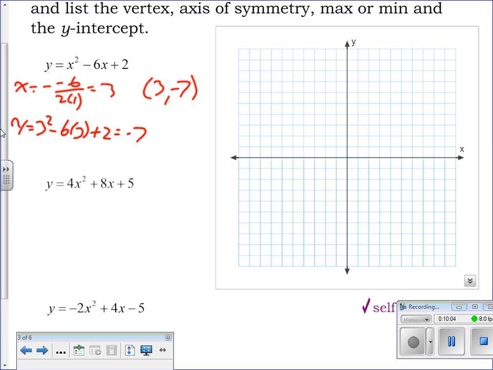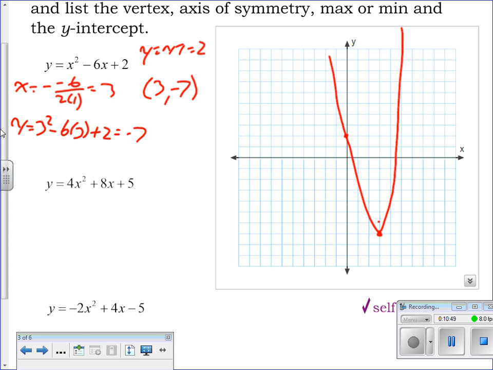Now, my y-intercept, there's two ways to find it. One, and this will always work, let x equal 0. If it's in standard form and I let x equal 0, this is 0, this is 0, and I get 2. My y-intercept is 2. So I know it goes through here. My vertex is 3, negative 7, 1, 2, 3, and down 1, 2, 3, 4, 5, 6, 7. And it goes up through there. There's my parabola.